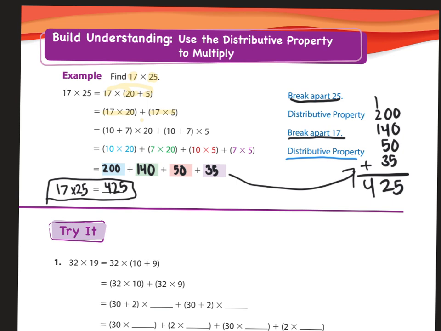They broke down 25, but now they need to break down 17. So the following step, they broke down 17 into 10 plus 7. This 17 is broken down right over here, 10 plus 7. But notice, we still have to multiply that 17, except now it's 10 plus 7. We still have to multiply that by 20. So make sure that you bring everything else down.